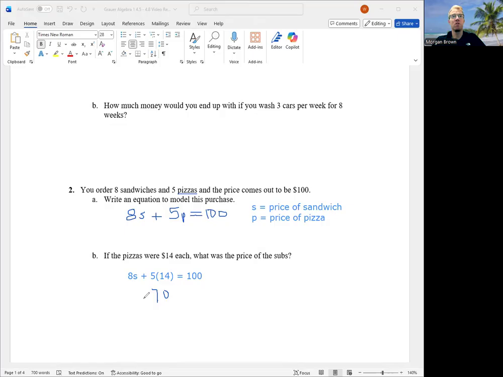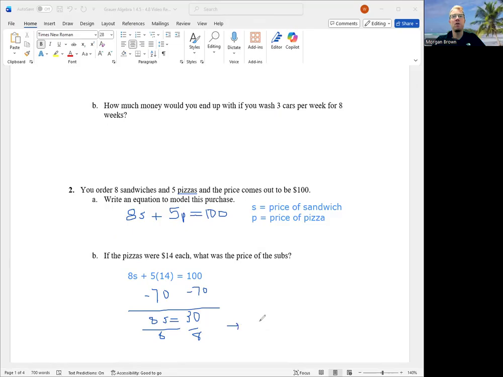5 times 14 is 70. So I spent 70 bucks on those pizzas. I got to subtract 70 on both sides to see how much money I spent on those sandwiches. So now I got 8 sandwiches versus the remaining $30, divided by 8, divided by 8.